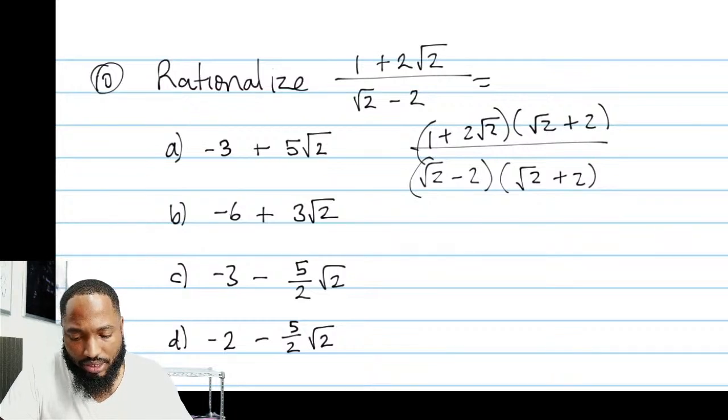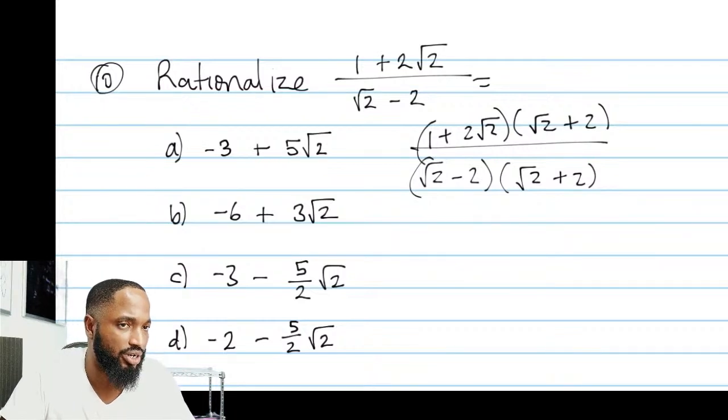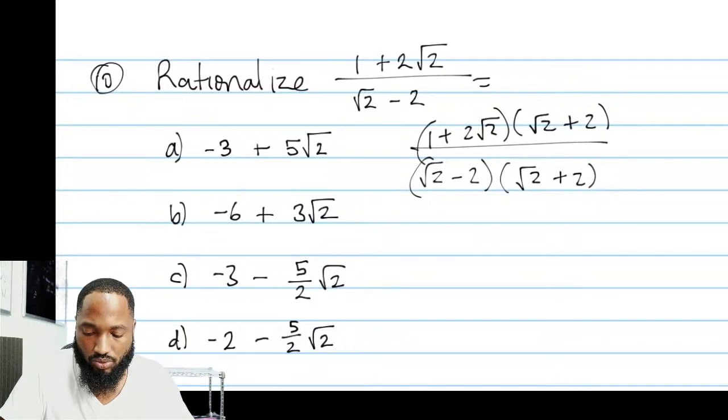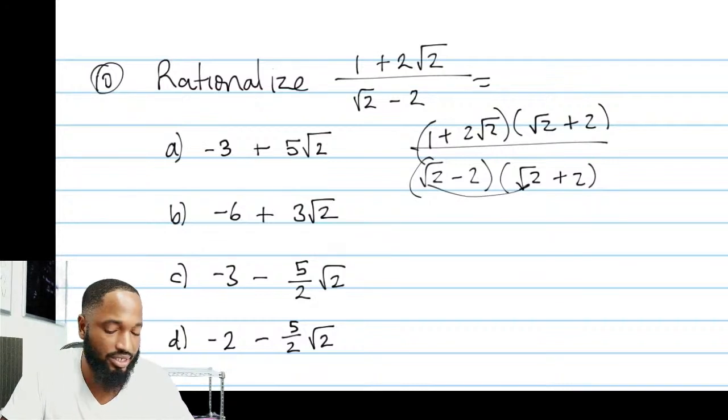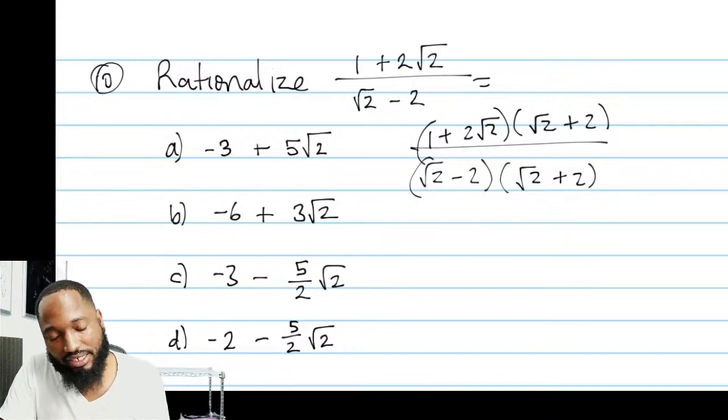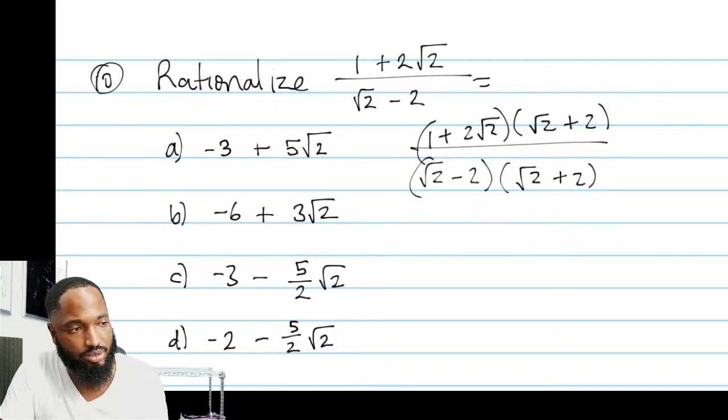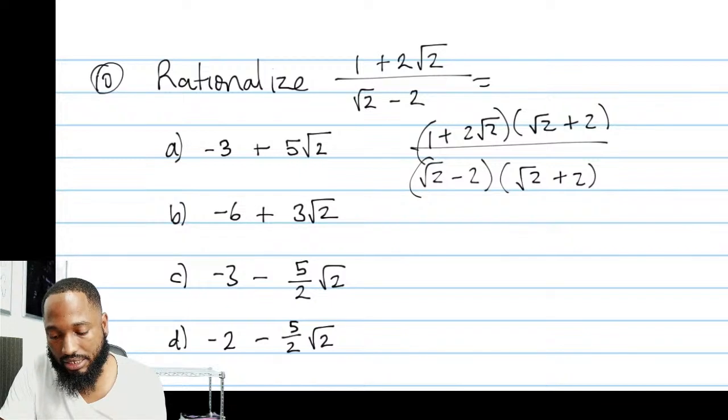Bearing in mind, if you multiply square root 2 by square root 2, you're going to get 2. That's how it ends up rationalizing. And because you have the conjugate, the middle term will disappear. Somebody said A. Yikes. Don't forget to divide the second term by 2 as well.